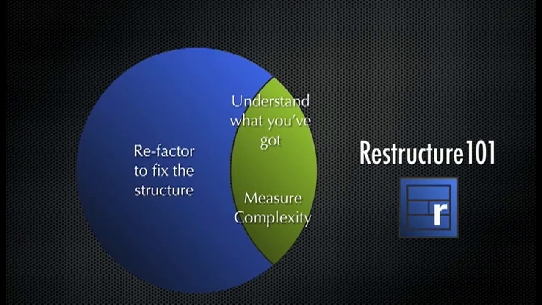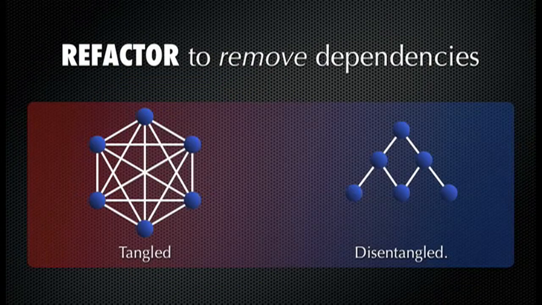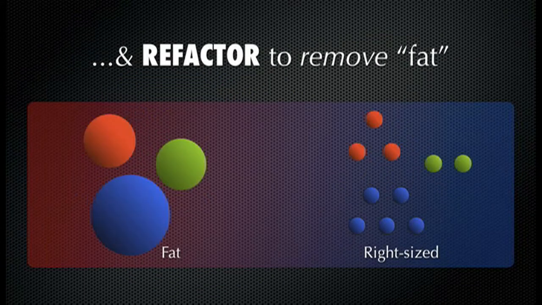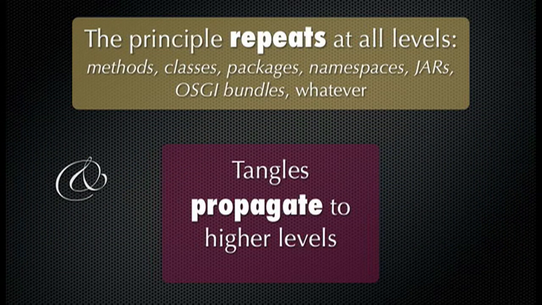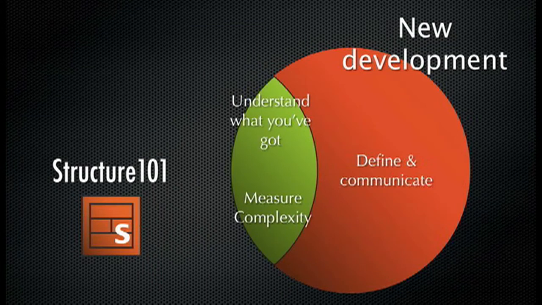Our Restructure 101 product enables you to refactor your codebase to remove tangles and fat. These principles of fat and tangles apply at all levels of your code, from methods right up through the hierarchy. Our Structure 101 product enables you to limit the emergence or re-emergence of complexity by defining rules to prevent the team straying from the desired architecture.